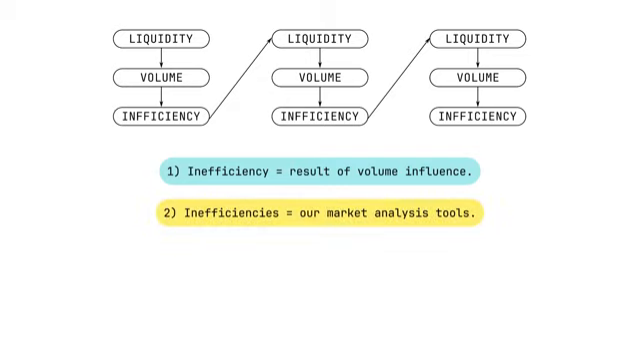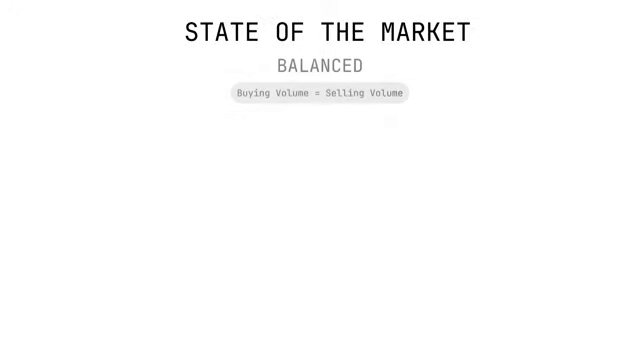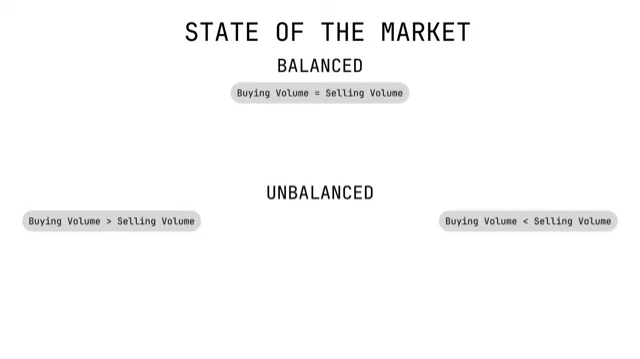To understand the deep logic of inefficiencies and market movements, we need to consider two main factors. The first factor is the state of the market at a certain point in time. It can be of two types, balanced or unbalanced. What does this mean? When the market is in a balanced state, the volume of buys and the volume of sells are equivalent to each other, and the price hardly moves. In other words, neither buyers nor sellers dominate the market. This is very rare, and mostly happens on days with very low volatility.